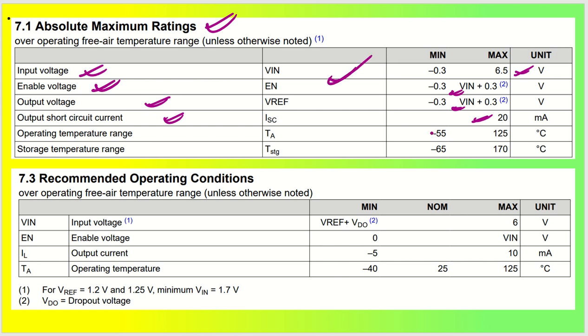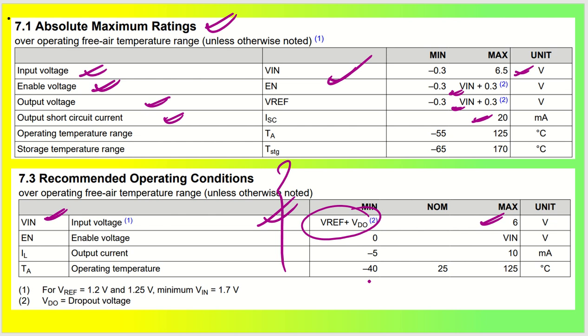Now we have to understand the recommended operating conditions. Generally we should take these into account, not the absolute maximum ratings. Input voltage is up to 6 volt, and the minimum voltage required is whatever reference output you want plus the dropout voltage. Got it? The enable voltage is just up to V input, and the output current is minus 5 milliamperes to 10 milliamperes. The operating temperature is up to 125 degrees centigrade, and on the lower side it is minus 40 degrees centigrade.